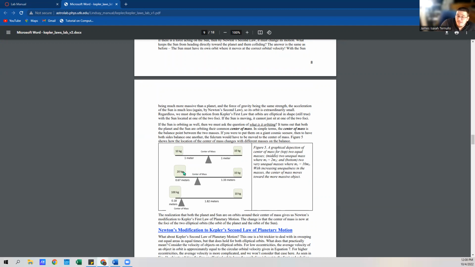We can extend that idea by swapping out the 20 kilogram mass and putting in a 100 kilogram mass or heavier. What's going to happen is this fulcrum is just going to keep getting closer and closer to the heavier object. So what this fulcrum represents is the center of mass between the two bodies. Newton's modification explained that the ellipses we were seeing were due to the fact that one of the foci of the orbits was the center of mass. Kepler did not see it that way. He just saw the focus as being the sun.